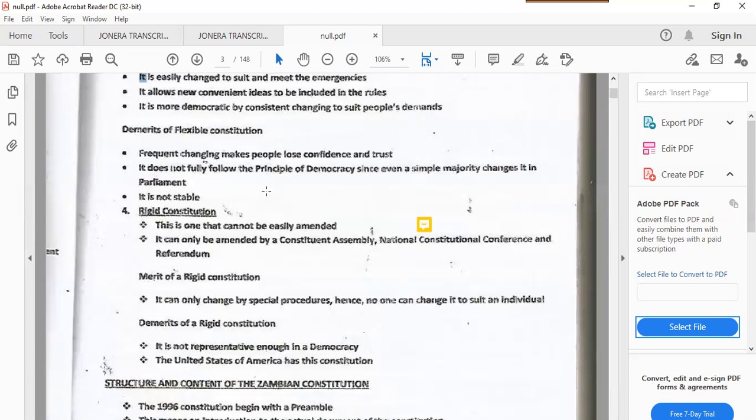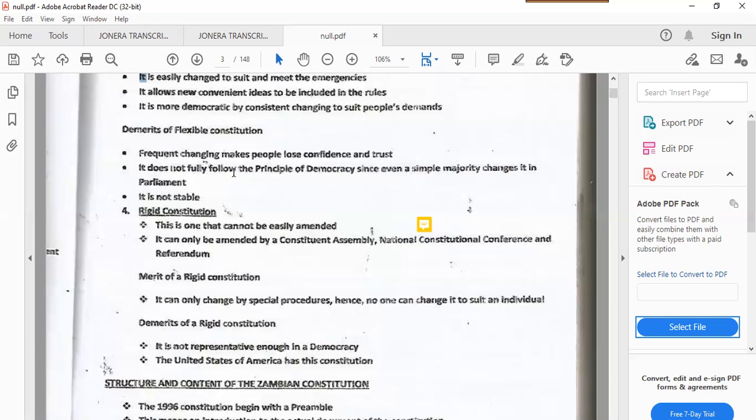So what are some of the demerits of a flexible constitution? Again, remember the word demerit is synonymous with fault or disadvantage. Frequent changing makes people lose confidence and trust. At times people are afraid of change. So if you keep changing your constitution, you'll be like, is there something wrong with our country? Is there something wrong with our cultures? Is the Western world trying to change our tradition? Why are we now doing certain things that are similar to the Americans? So because it's very subject to change, people can lose confidence and trust in their government.